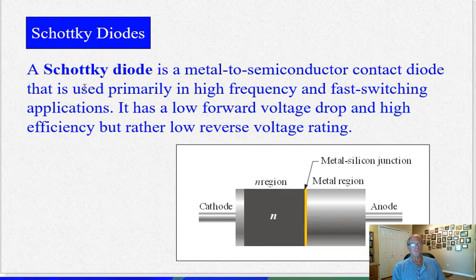Okay, Schottky diodes is the next kind of diode. These are really common. These are great diodes. Why do I say that? Because they've got a really low forward voltage drop and they're really fast, meaning that this metal silicon junction here is very thin. Okay, they haven't got a very good reverse rating, but that's not really where they're operated.